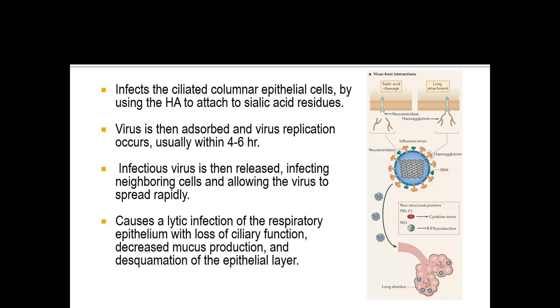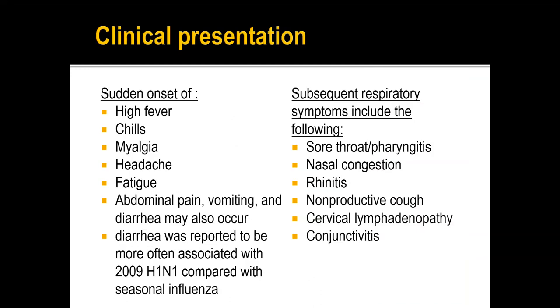Here we can see the pathogenesis of influenza. It attaches to the ciliated columnar epithelial cells in the respiratory tract. The hemagglutinin helps attach to the sialic acid residues. The virus is absorbed into the cell and replication starts within 4 to 6 hours. Then new viruses are released and start infecting the neighboring cells, and it spreads very rapidly. It causes infection of the respiratory epithelium and loss of ciliary function, decreased mucosal production, and desquamation of the epithelial layer. All these can directly lead to severe respiratory distress, failure, hypoxia, or secondary bacterial infections.